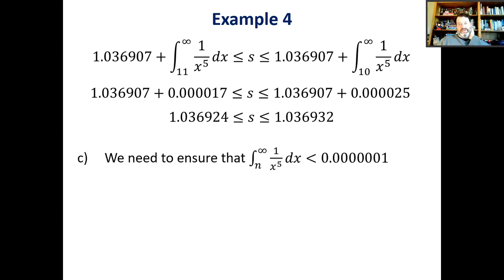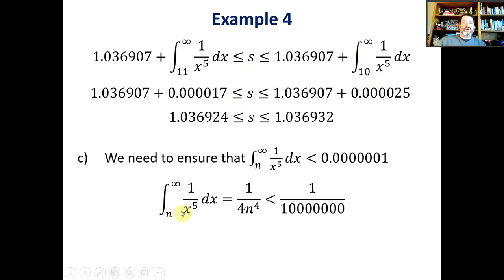All right, let's do part C. So part C says we need this integral to be less than this. Let's talk about why this is not n plus 1. If you look at the construction, the n plus 1 is always less than S. We need to make sure S is less than some value, so you want to use n here, not n plus 1, because it's stuff to the right.